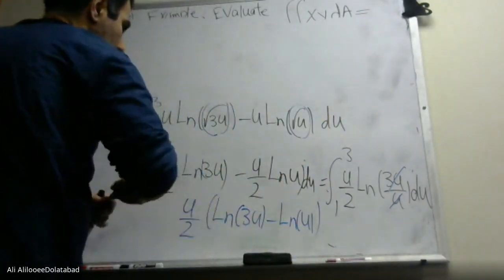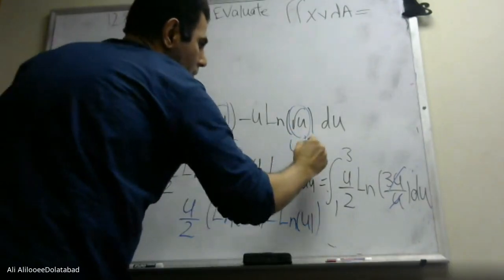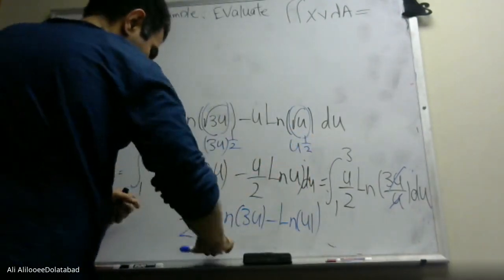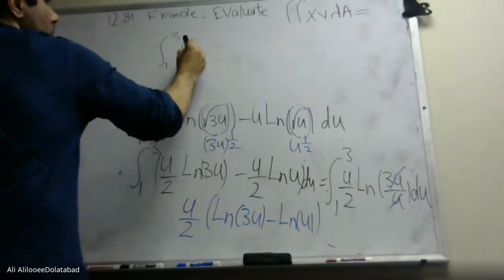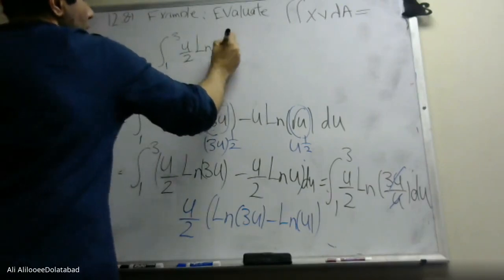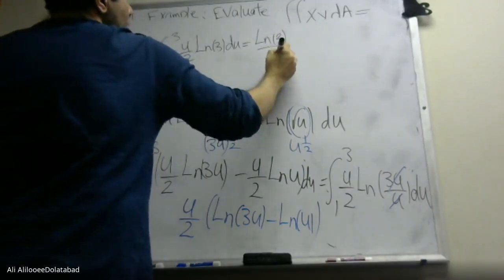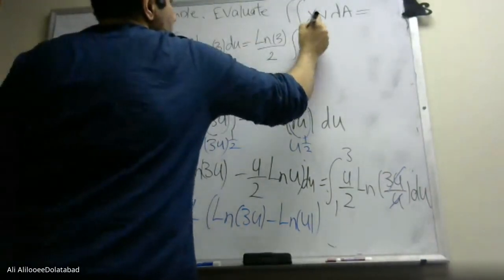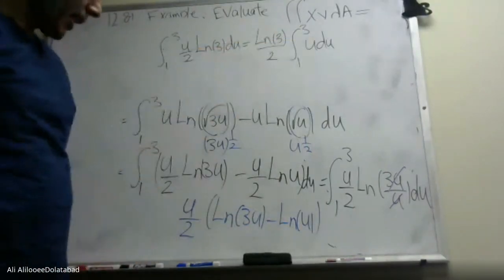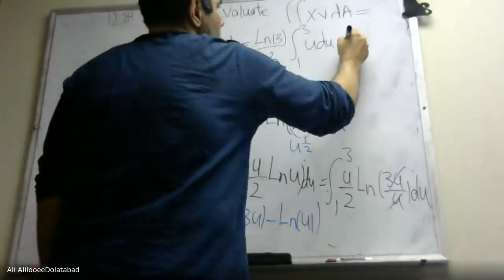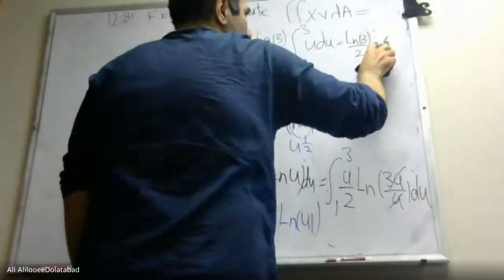Okay, this is 1/2. Then we have this integral. We have 1/3 u half ln of 3 du. ln of 3 is constant, 1/2 is constant, can be written outside, then u du. It is an easy Calc 1 question. Then this is ln of 3 over 2.